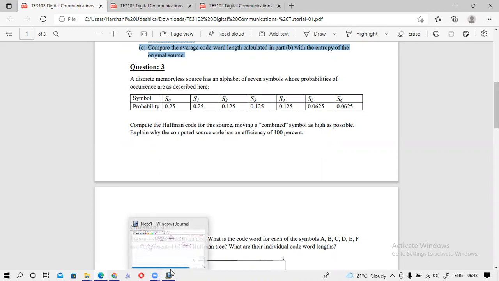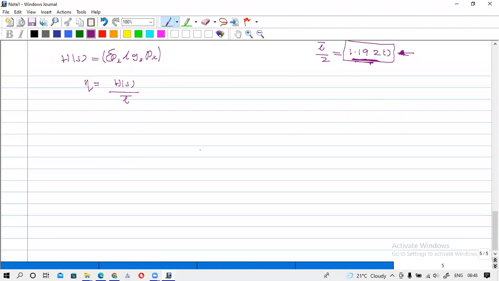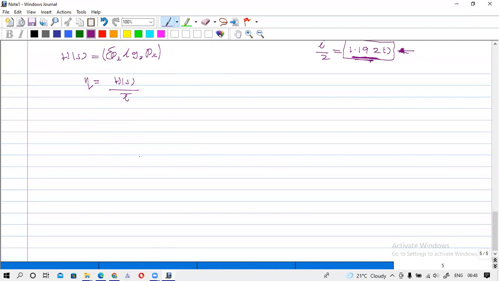That means you are getting 6 bits at once. So what you have to do is, I think it is better if you write this code word. If you write this tree.